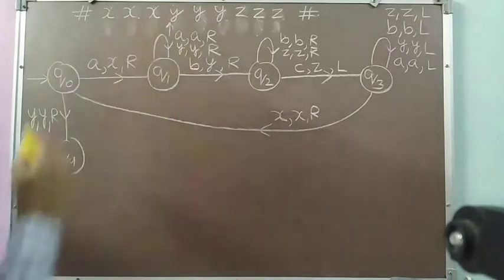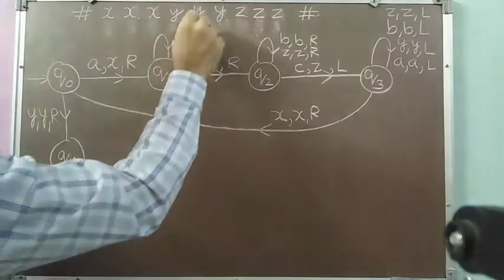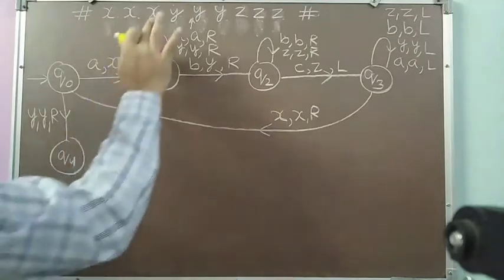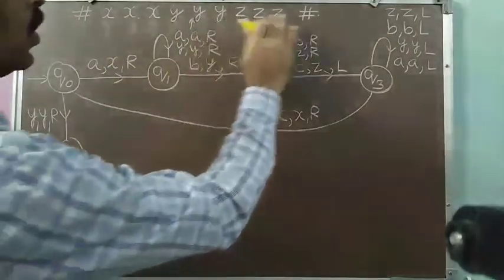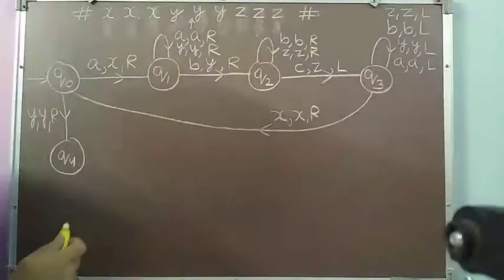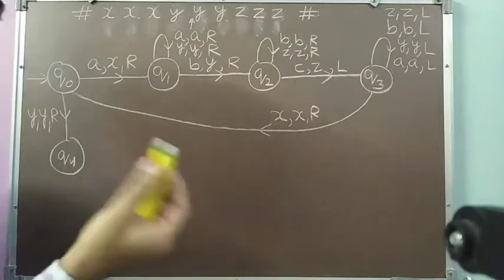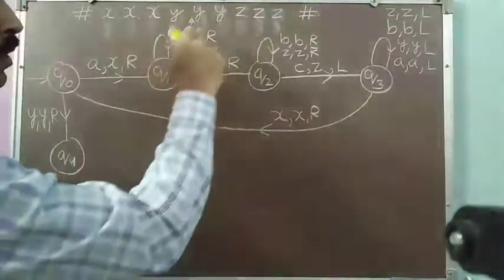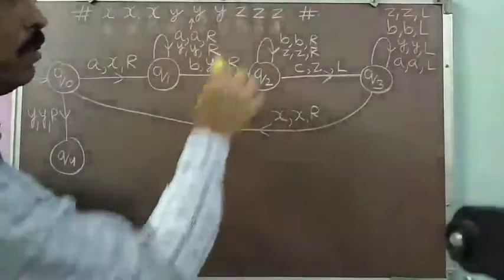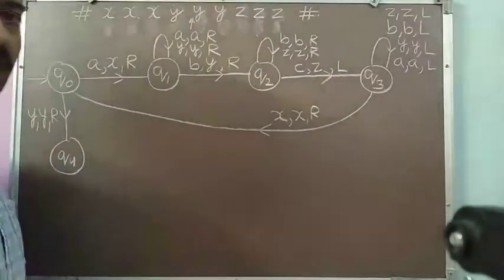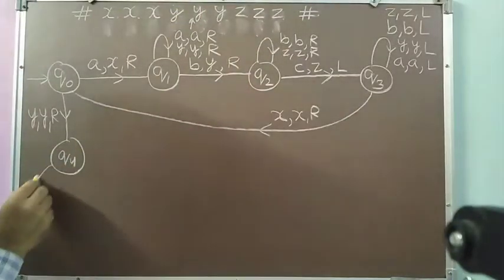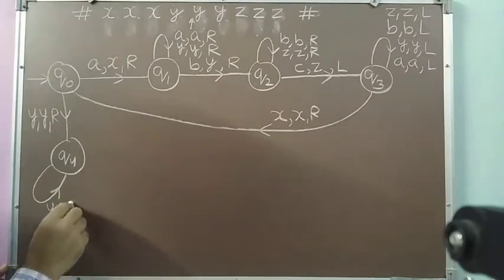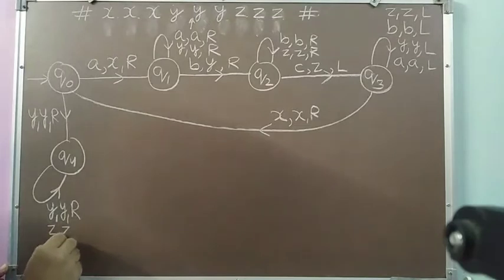So now I have moved to this. On this Y, I have written Y, I have moved one position right, and I have moved to the state Q4. On this Q4 state, all Y's I have to skip, all Z's I have to skip. I should reach a blank without getting any A, B, or C. Because if I get any A, B, C or any symbol, this simply means that my string does not belong to the language. Okay, so I will be writing the transitions Y, Y, R and Z, Z, R.